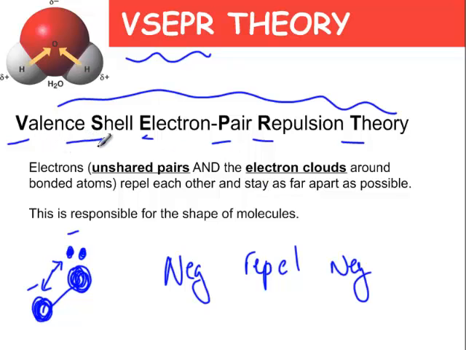Valence shell, which is your valence electrons, electron pairs. You could have pairs of electrons or you could have electron clouds around atoms. Repulsion, they repel, they don't like each other, theory. So anytime you have negatives, they move so they can stay as far away as possible. That's all you need to know to understand this. Anytime we have negative regions, they try to get as far away as possible.